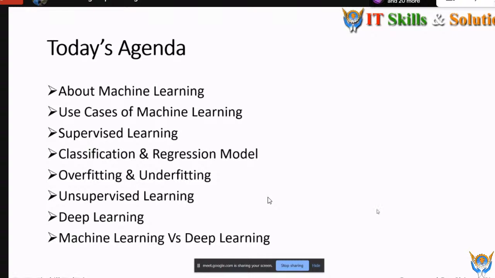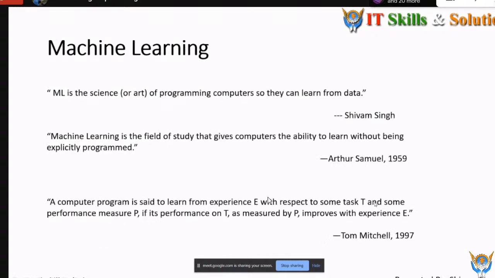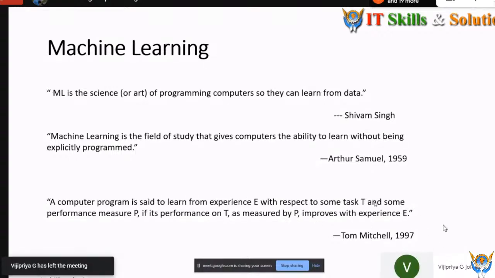Starting from machine learning, what is machine learning? There are some definitions, like machine learning is a science, or machine learning is a kind of art of programming computers so that they can learn from data. And one more definition is that machine learning is more likely to find out the patterns in your data. You have a large amount of data, and machine learning is used to find the patterns in that particular data. These are the few definitions which I have learned from my experience.